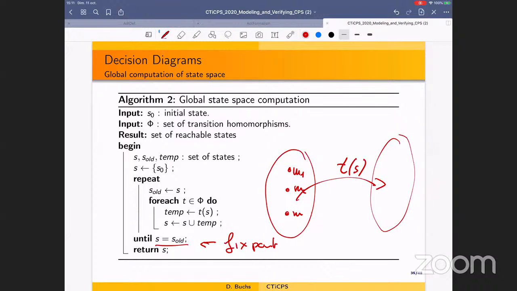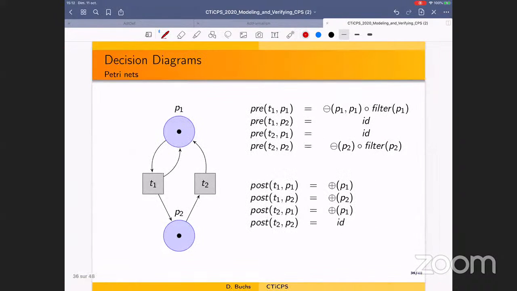Why is it efficient? For several reasons. It is efficient because there is sharing, but it's also efficient because we have in the implementation a system of memorization. It means to keep the already computed homomorphisms in memory in order to be able to reuse them and then to avoid useless computation. Okay, so how to encode this transition T of a given state?